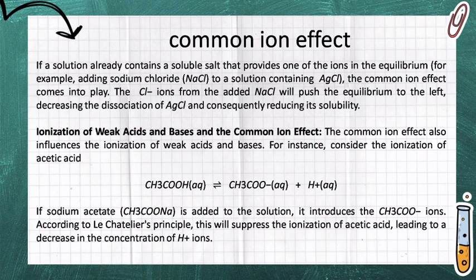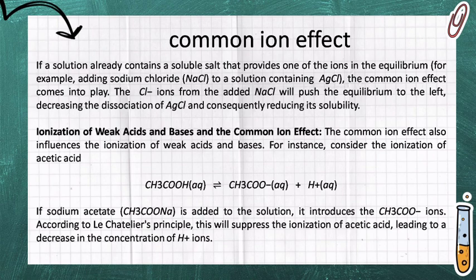If a solution already contains a soluble salt that provides one of the ions in the equilibrium, for example, adding sodium chloride, NaCl, to a solution containing AgCl, the common ion effect comes into play. The Cl- ions from the added NaCl will push the equilibrium to the left, decreasing the dissociation of AgCl and consequently reducing its solubility.